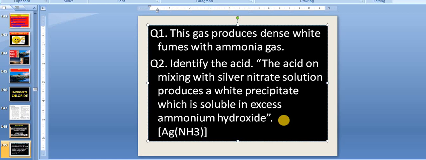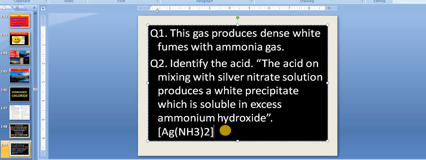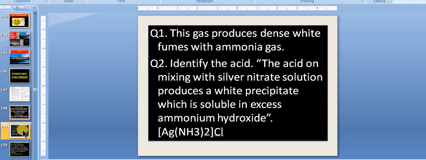Some student has already written Ag, NH3 twice, and further to that Cl is there outside the bracket. So got it? The name of this compound is diamine silver chloride. This is a complex which is formed for this soluble nature. Please remember that these complex salts are mostly in soluble form and they are in a square bracket. Right? Next question we are going to take up.